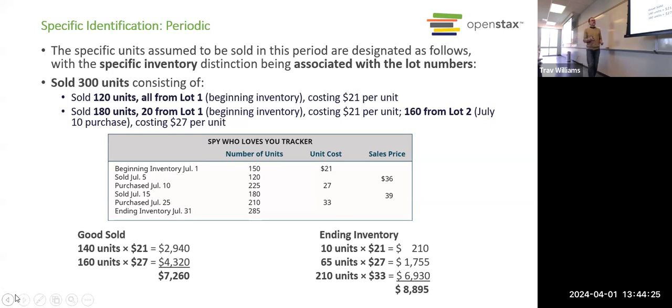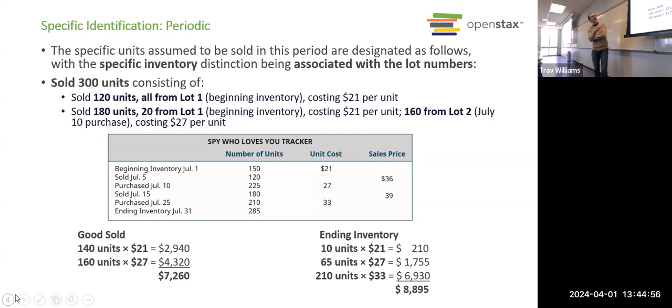Okay? So we sold 120 units that came out of lot one. Now that matters because we're doing specific identification. With that method, you would have to say, okay, lot one, that's the oldest inventory that we have, at a cost of $21. So those 120 units were $21 each.